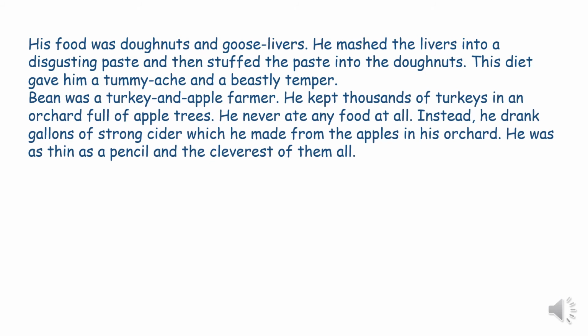Bean was a turkey and apple farmer. He kept thousands of turkeys in an orchard full of apple trees. He never ate any food at all. Instead, he drank gallons of strong cider, which he made from the apples in his orchard. He was as thin as a pencil and the cleverest of them all.